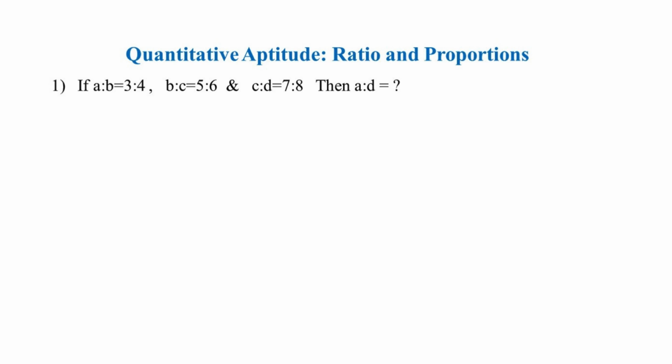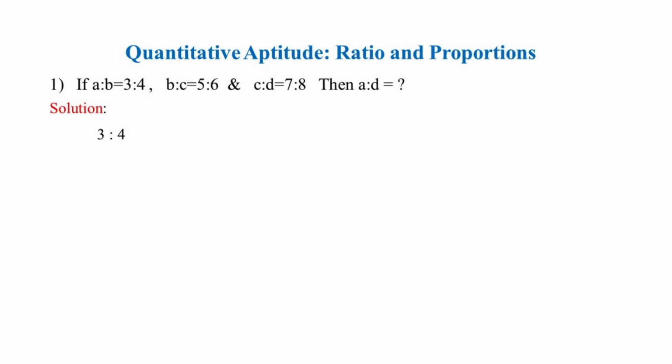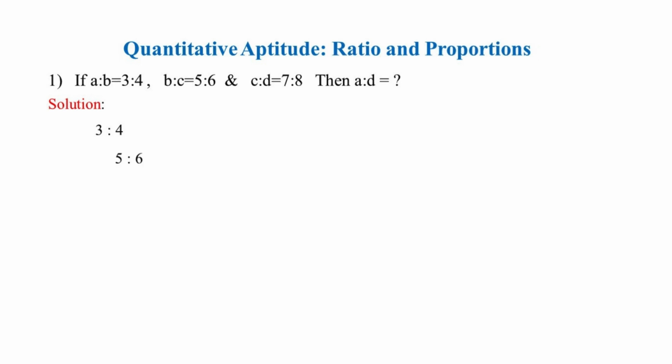Now this type of question is solved like this. First we need to write A is to B, that is 3 is to 4, in the first row. Then in the second row we have to write B is to C. That means in the first row the B element is 4, and below that, the second B element 5 has to be written. Then 5 is to 6. 6 has to be written in the C place, that is in the third position of the second row.